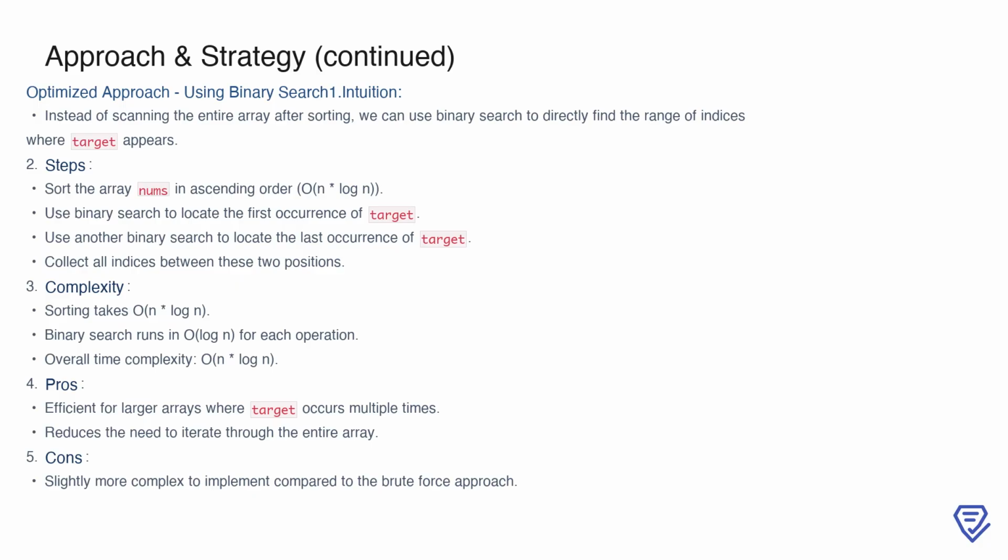The key advantage of this method lies in its efficiency. Sorting still takes O(n log n), but binary search reduces the time spent finding the target to O(log n) for each search, leading to an overall time complexity of O(n log n). This approach is particularly useful for larger arrays where the target appears multiple times, as we avoid iterating through the entire array unnecessarily. However, it's worth noting that this method is slightly more complex to implement compared to the brute force approach.